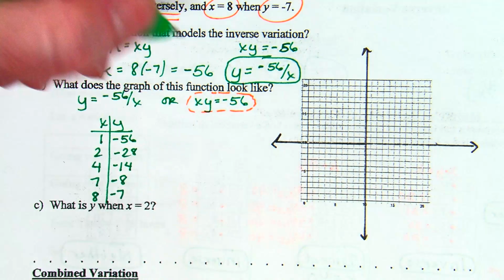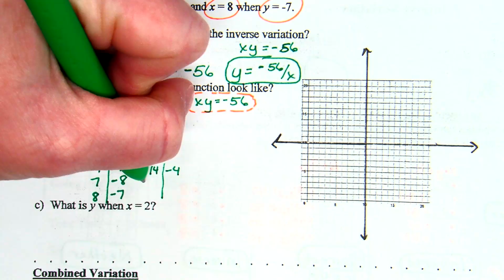Make it easy on yourself. Just reverse the pairs, right? What else are we going to list? 14 and negative 4. 28 and negative 2. 56 and negative 1.